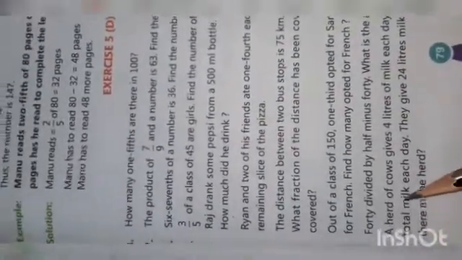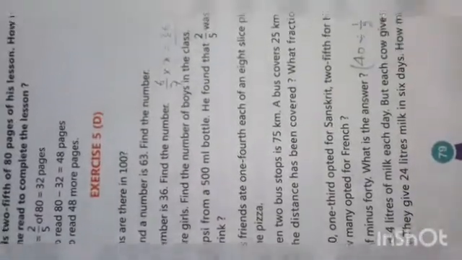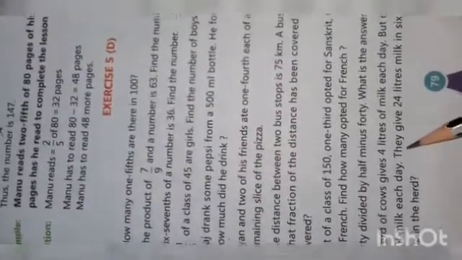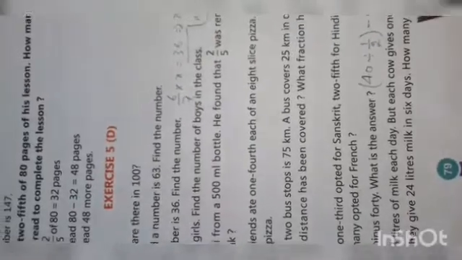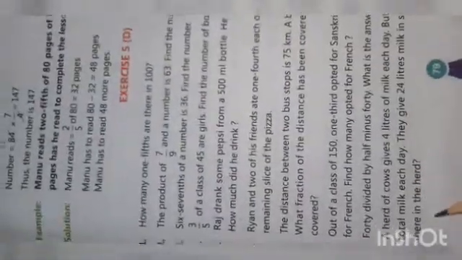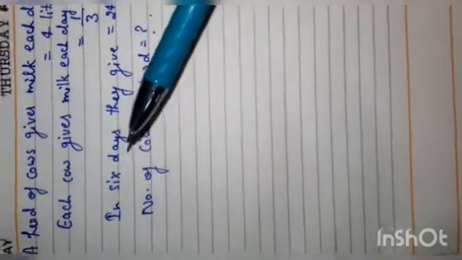Okay. Question number 10. A herd of cows gives 4 liters of milk each day, but each cow gives 1/3 of total milk each day. They give 24 liters of milk in 6 days. How many cows are there in the herd? Write a statement. A herd of cows gives milk each day 4 liters. Each cow gives milk each day 1/3. In 6 days they give 24 liters. Number of cows in herd.